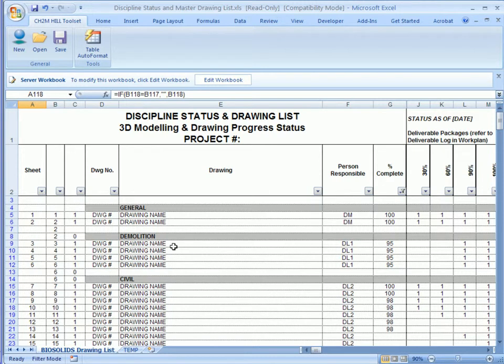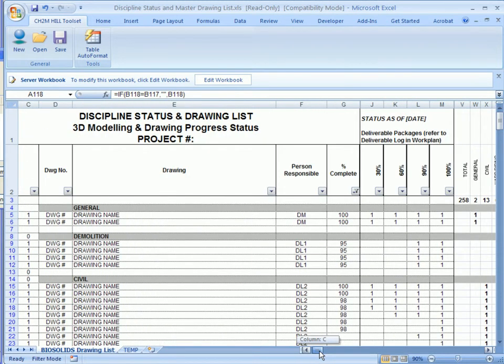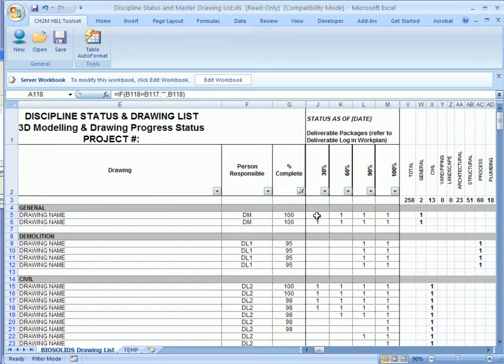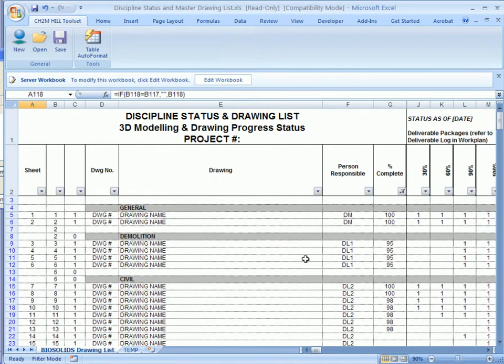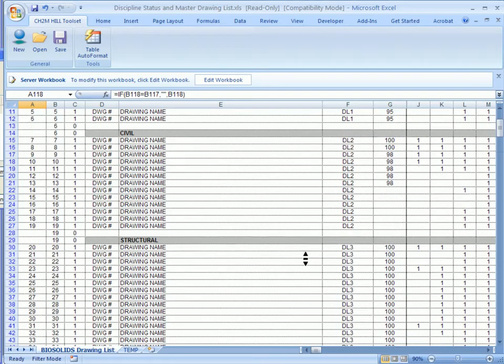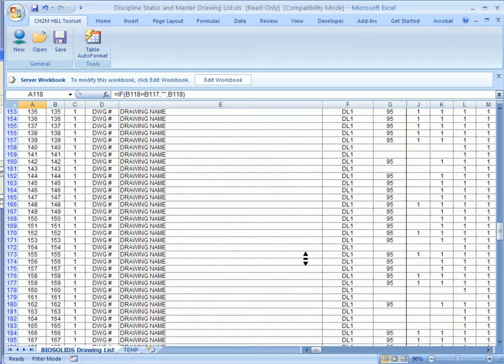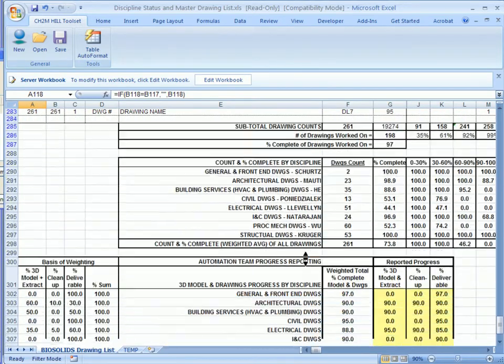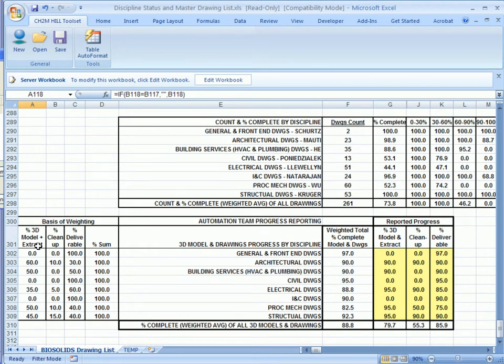Notice that we've got drawing numbers, drawing name, responsible leads, percent complete on the drawing, and whether the drawing resides in the 30, 60, 90, or 100 deliverable. That's your typical drawing list. But the difference here is not only are we statusing drawings, but if I scroll down to the bottom, we're also statusing the model. So in this example, the drawings or sheets themselves are weighted in order to understand the completion or the impact to the budget.